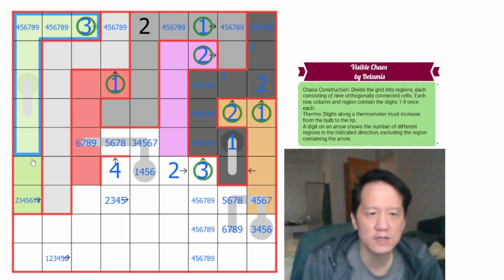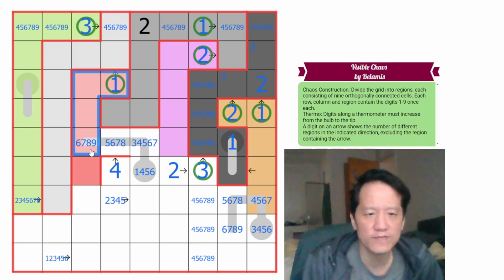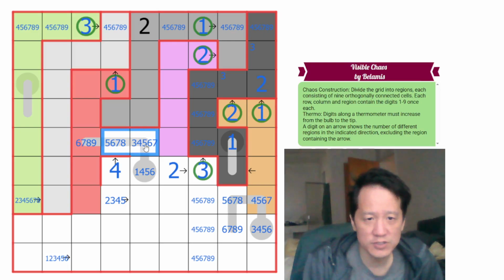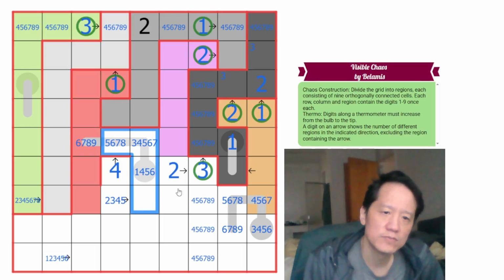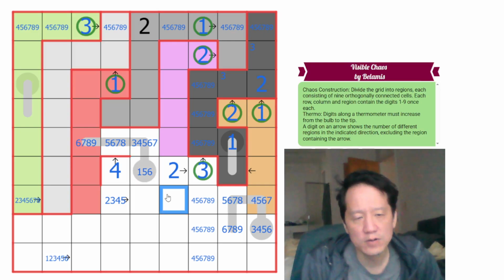So this is 9, which is the complete set. 1, 2, 3, 4, 5, 6, 7, 8, 9. This is 1, 2, 3, 4, 5, and this is 6. This has to be a separate region. It could be part of pink or some other region then. This can't be 4.